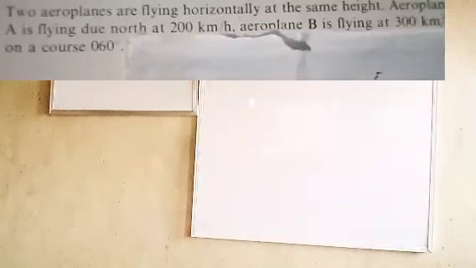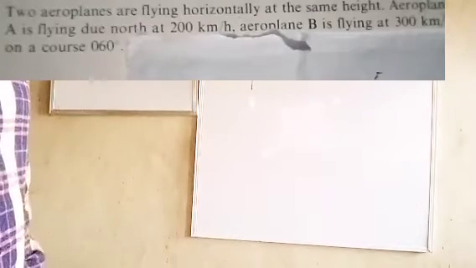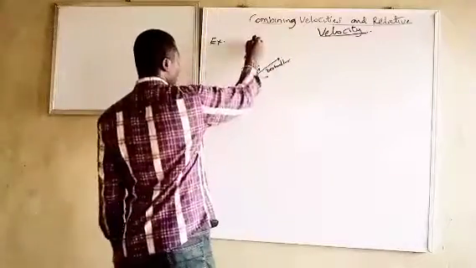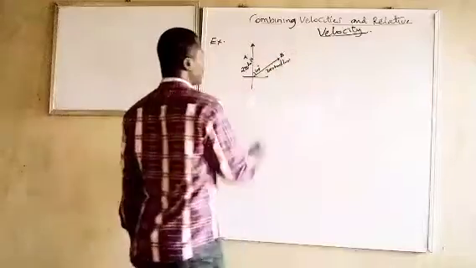Two aeroplanes are flying horizontally at the same height. Aeroplane A is flying due north at 200 kilometers per hour. Aeroplane B is flying at 300 kilometers per hour on a course of 60 degrees. Find the velocity of B relative to A. Now, we have A at 200 kilometers per hour northward, and B at 300 kilometers per hour, 60 degrees.